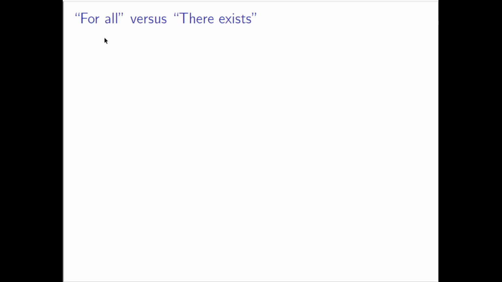Let's talk about for all versus there exists. Now, after the word for all, there's usually a lot of additional text that appears. Same, right after there exists, there's a lot of text that appears. So in this video, I'd just like to really talk about and clarify what the heck for all means, what the heck there exists means.